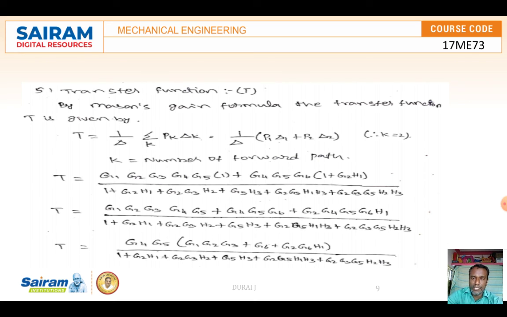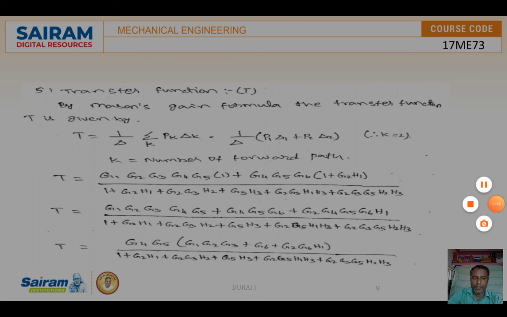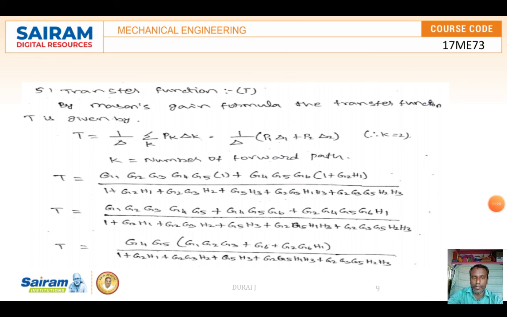Before Mason's formula, one more step is to find whichever individual loops are not touching the forward paths, so that you can find the del k values. So finally those calculated values can be applied into Mason's formula. So T is equal to 1 by del into sigma pk del k. Okay, so finally we are getting the transfer function over here with the help of the signal flow graph. Okay, so like this way we can find the transfer function with the help of signal flow graphs. Thank you.